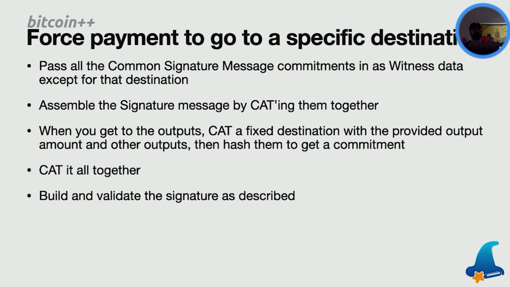And I build up my signature. As I'm building up this common signature message, when I get to the output value, instead of pulling it from the witness stack, or pulling it from witness data, it's just already there in my script. So I build up the signature around this pre-committed value. And then if you validate the signature, then it means that coins are going to that destination.